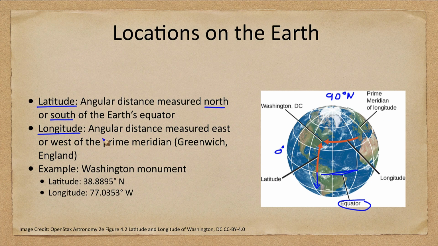Now longitude is again an angular distance. These are both angular measures. And this is measured east or west of the prime meridian. So the prime meridian is defined as the meridian that goes through Greenwich, England. And that is just a convention that has been accepted now for hundreds of years, because there is no difference between any of these different meridians that we have. Any of them could be equally well used to set the 0 point.